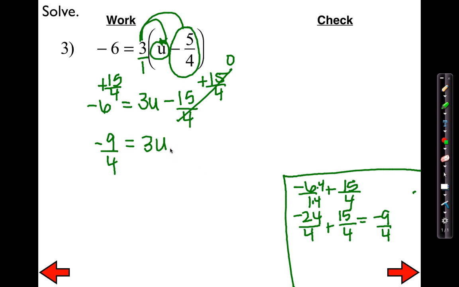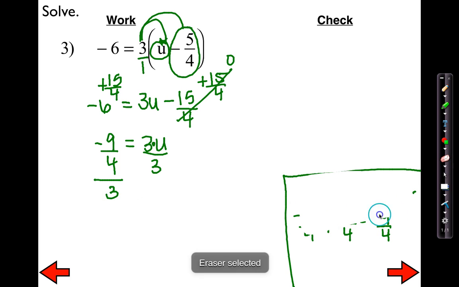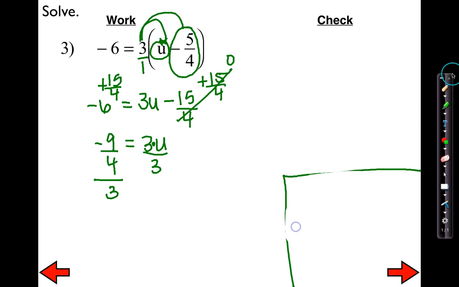The next step is to get rid of our coefficient by undoing multiplication or division. Since this is 3 times U, we're going to do the inverse, which is to divide by 3. So I'm going to divide by 3 here, making some more room for the actual division. Notice 3 divided by 3 is 1, which is exactly what I need, because what's 1 times U? Just U, so I've successfully isolated that. Now real quick, a negative divided by positive is a negative, so I'm going to write that right away before I lose that.